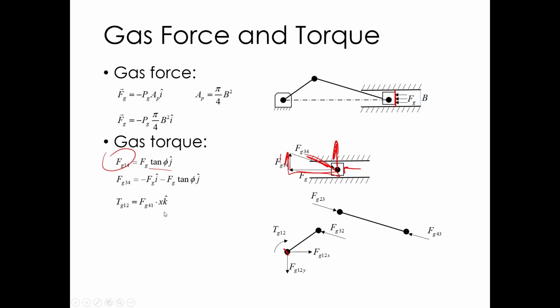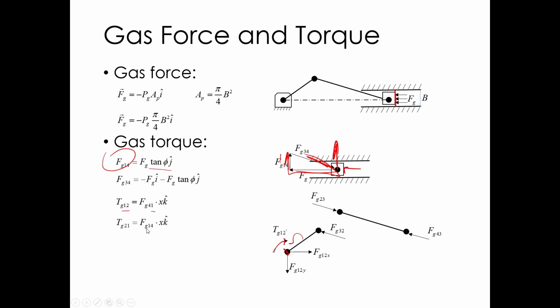Torque from the gas, that's going to be FG. So the torque down here is going to be FG41 times X. It's the side loading times X. If we flip the subscripts here, we get the equal and opposite, and we get the torque. So this is 1 on 2, this is 2 on 1. 2 on 1 is what we want. 2 on 1 is the force from the crank back onto the ground.